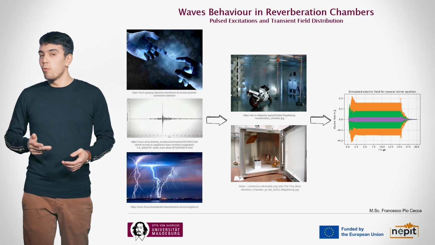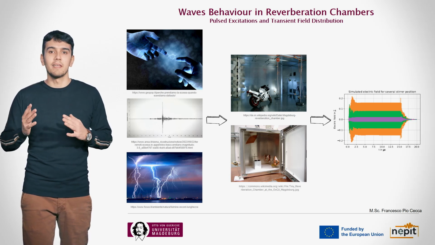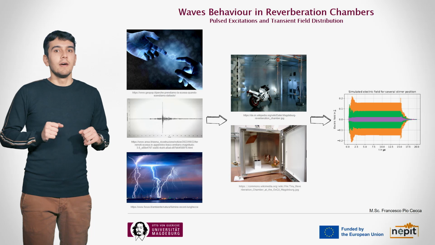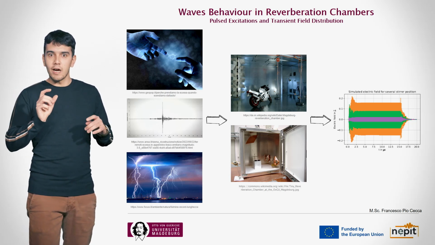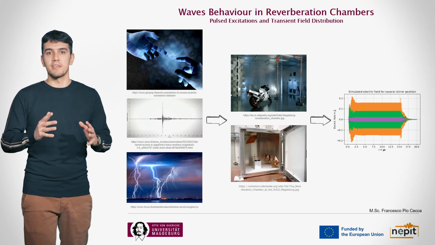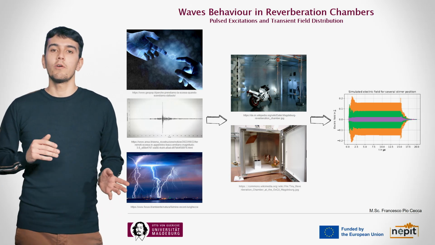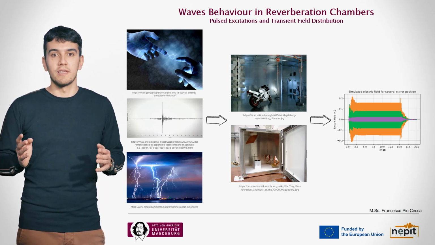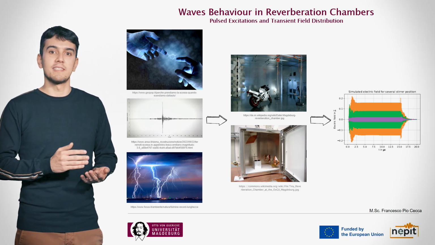We have to decide now which kind of signal we have to use as an input electromagnetic field. One of the most common that we can find in nature is the kind of signal that contains a large amount of energy in a really short time. This kind of signal is called pulsed excitation. My research is focused on the study of the behavior of pulsed excitation in a reverberation chamber during immunity tests, and how the generated interference interacts with the devices under test.